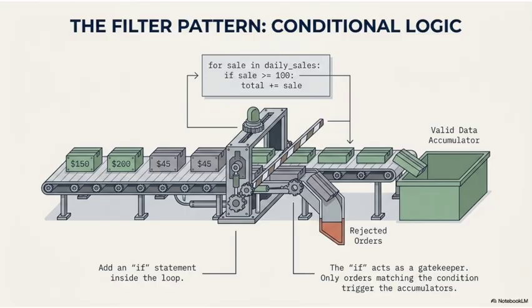This accumulates only sales of $100 or more. Rejected orders, sales under $100, pass through the loop but are discarded without touching the accumulator. The visual metaphor is a conveyor belt with a gatekeeper. Valid data goes to the accumulator. Rejected data goes to a separate bin. This is the foundation of filtering, segmentation, and tiered analysis. You can have multiple filters in the same loop, directing different data to different accumulators based on different conditions.